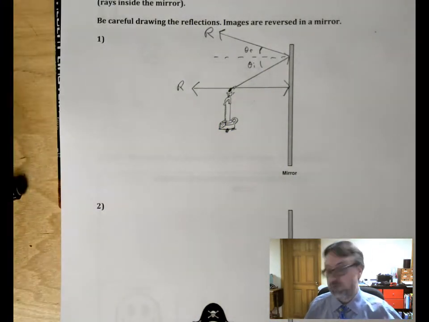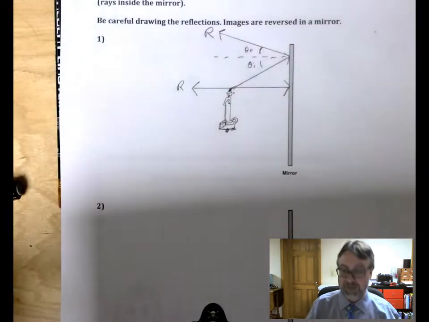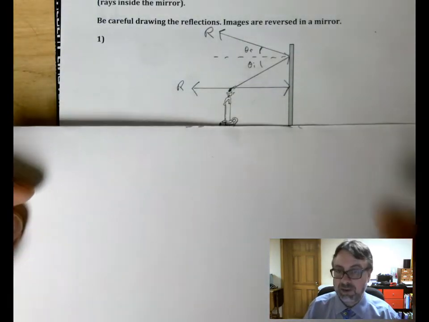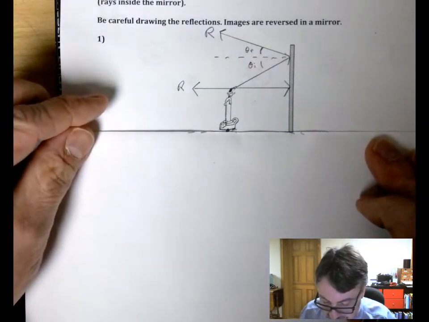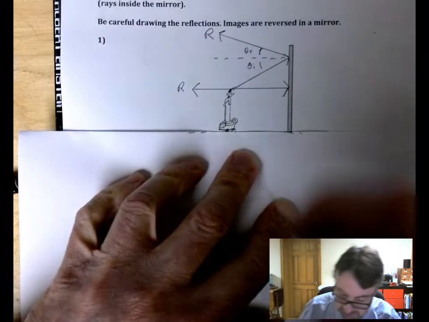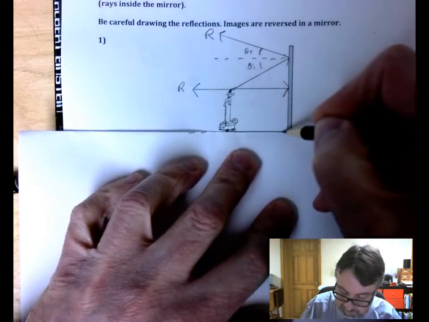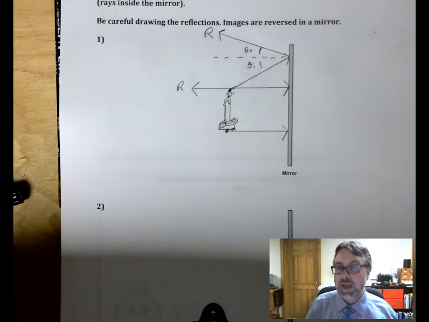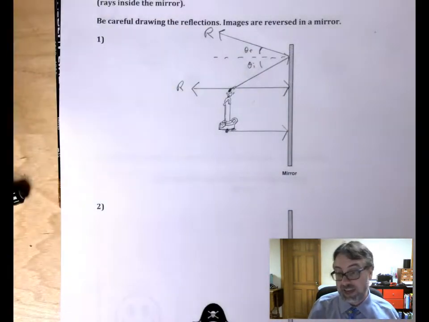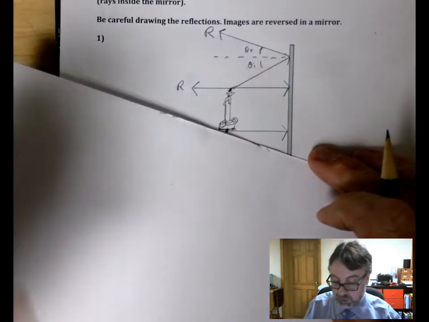I'm going to do now 2 reflections from the bottom of the candle. And I'll use this piece of paper as a straight edge. Again, I'm going to make my best judgment about going straight to the mirror. And then I can send light any direction I want as long as it strikes the mirror. I'll go downwards.